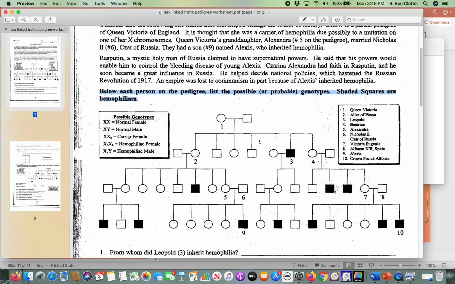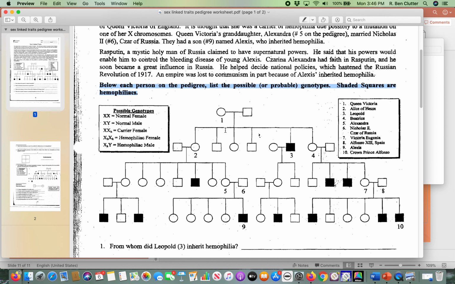And then the females, you want to look, does she have a son that has it? Yes, she has to be a carrier. Does she have a father that has it? Yes, she has to be a carrier. All right. Now, some of them you're not going to know.